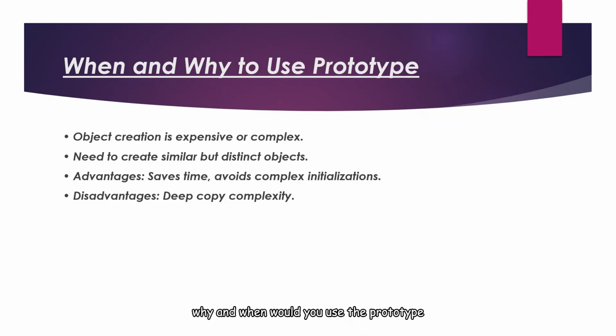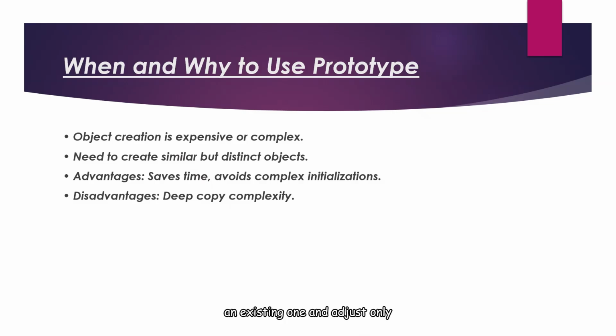So why and when would you use the prototype pattern? This pattern is particularly useful when you need to create a large number of similar objects and the process of creating each object from scratch is expensive or complex. For example, in a game engine, you might have various types of enemies, all having similar attributes like health, speed, and strength, but each instance may vary slightly in these attributes. Instead of recreating each enemy from scratch, you can clone an existing one and adjust only the differences.